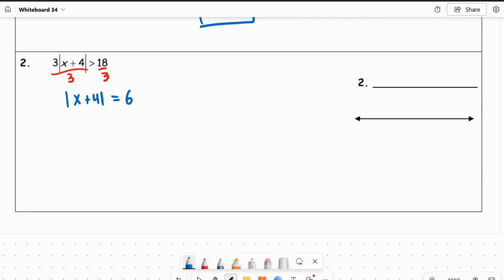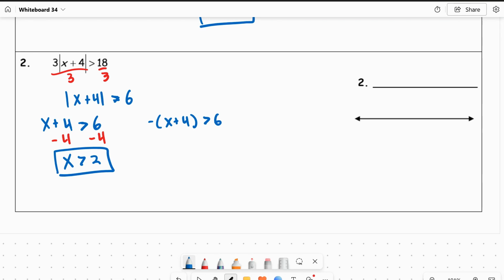Now that my absolute value is isolated, I'm going to make my positive and negative case. So in my positive case, nothing changes. x plus 4 is greater than 6. And in my negative case, I'm going to write a negative 1 out in front. All right, so solving my left side first, all I need to do is subtract 4 from both sides. And that's going to give me x is greater than 6 minus 4, which is 2.